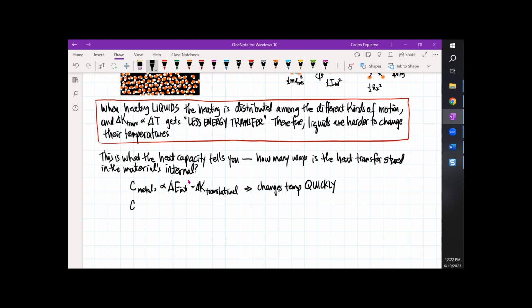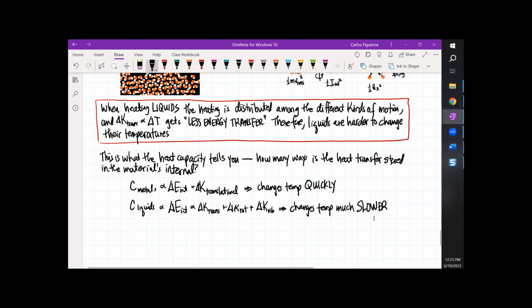On the other hand, the heat capacity of liquids is proportional to the internal energy, but this is proportional to not only the translational plus the rotational plus the vibrational. So it's spreading out the energy in more places than one. So this tells us that it changes temperature much slower.